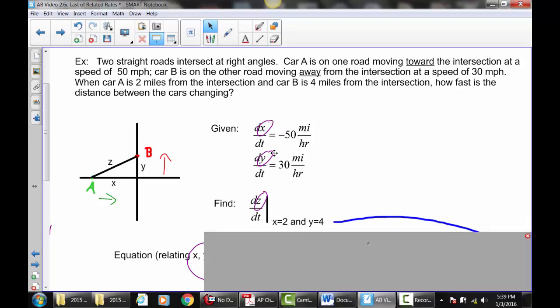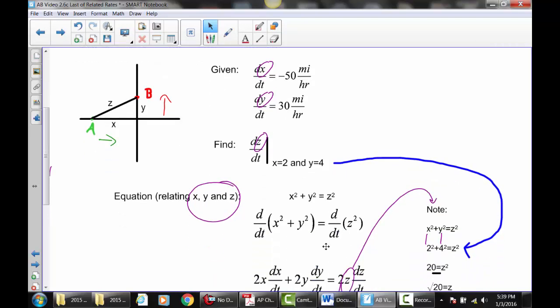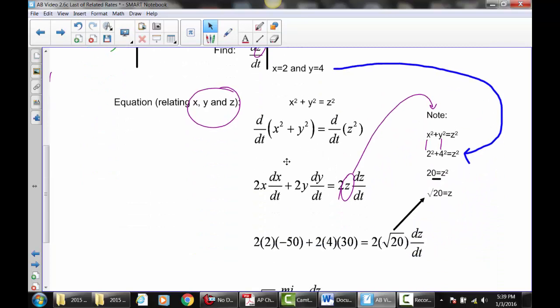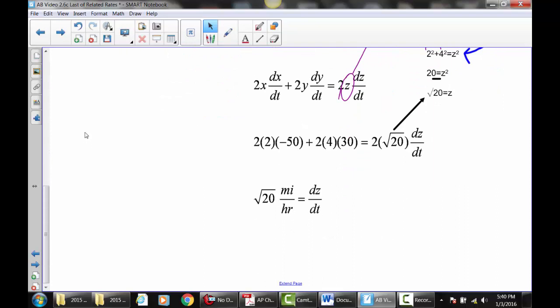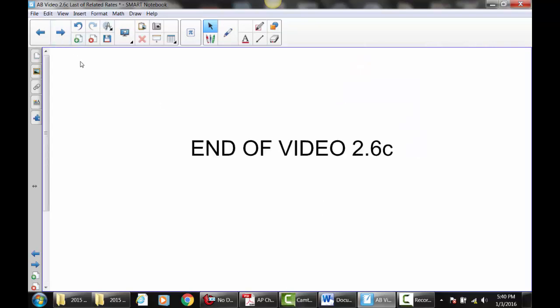So for the first time, we need an equation that relates all three variables. Obviously, that's the Pythagorean theorem. Take d dt of each side. They gave us x, they gave us dx dt, they gave us y, they gave us dy dt. We're looking for dz dt. The only thing they didn't give us was z, but of course we have that equation, and we know that we're talking about what happens when x is 2 and y is 4. You'll solve to find out that z is root 20. And there's your dz dt, and of course it's a length which was in miles, and the time was in hours in this question. And that's the end of video 2.6c.